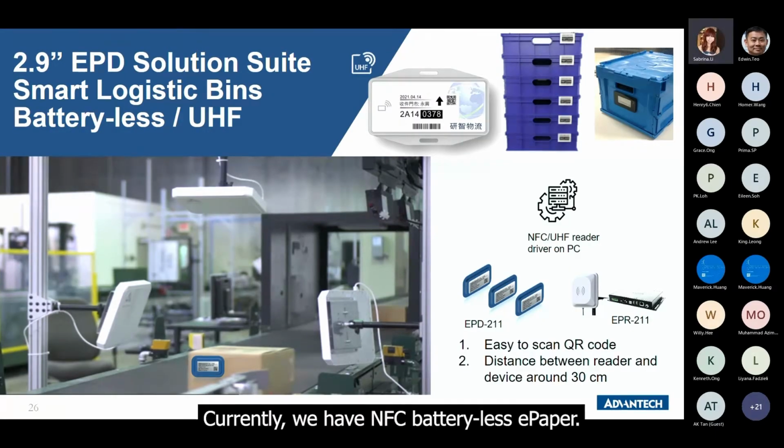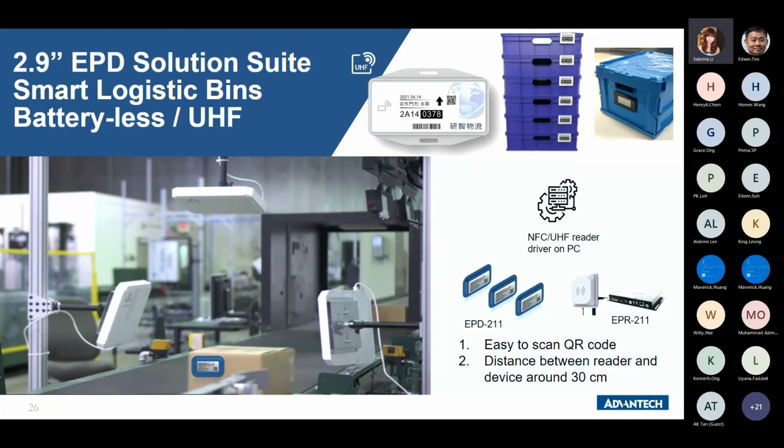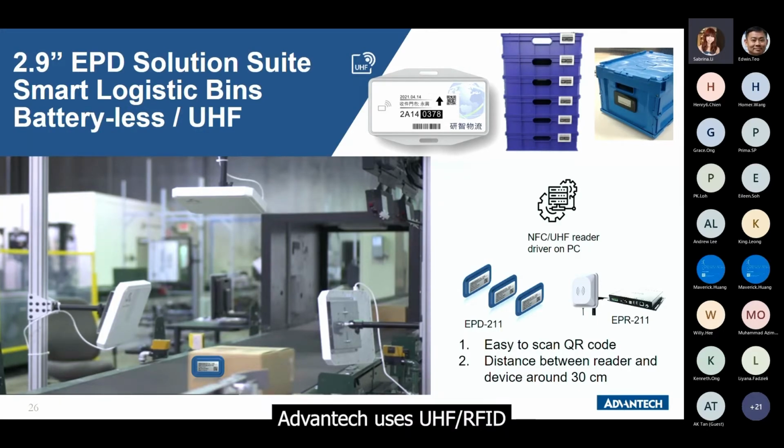Currently, we have NFC battery-less paper. For this product, Advantech provides you the mobile app and the C# DLL for you to integrate into your factory system. And for the next generation battery-less ePaper, Advantech uses UHF and RFID to do the energy harvesting, which will be in mass production next year.